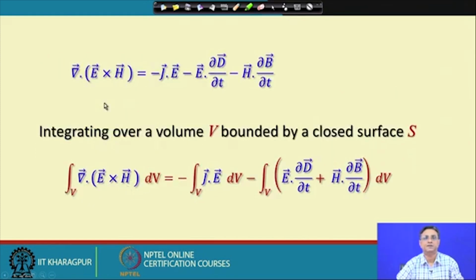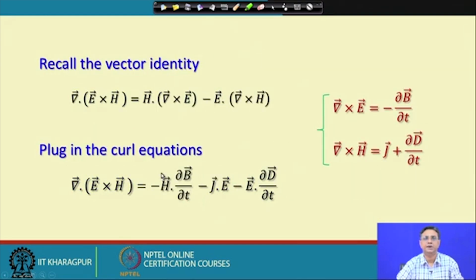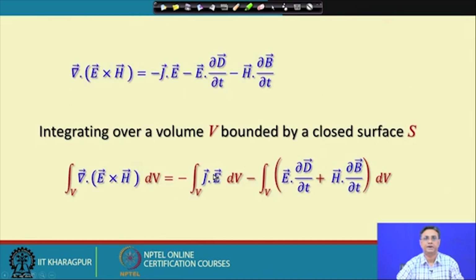So, let us look at this. Del dot E cross H equal to minus J dot E minus E dot del D del t minus H dot del B del t. We have just rearranged this equation in a fashion that we have taken these two quantities together, which are alike, and this quantity we have placed separately. The reason is very clear, that we want to look at these two terms put together, and also this term J dot E dV.